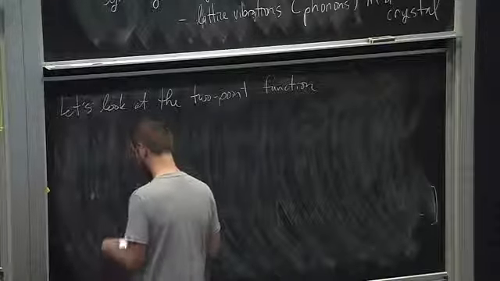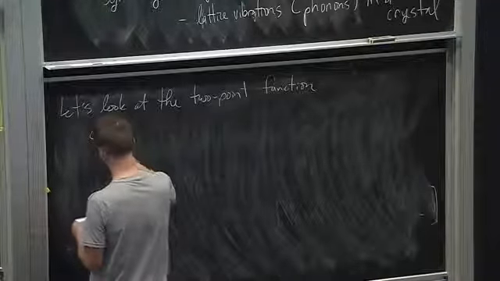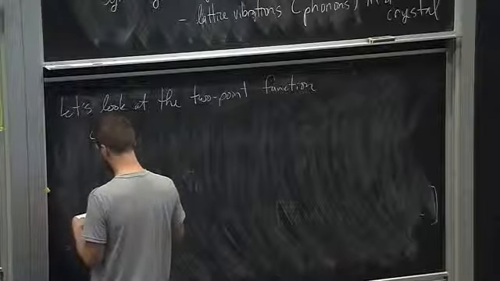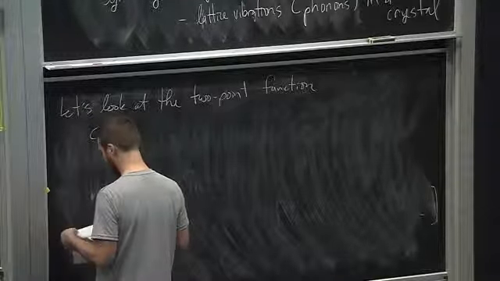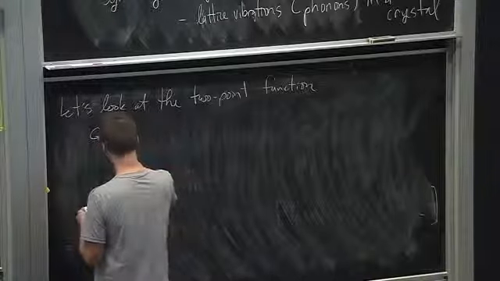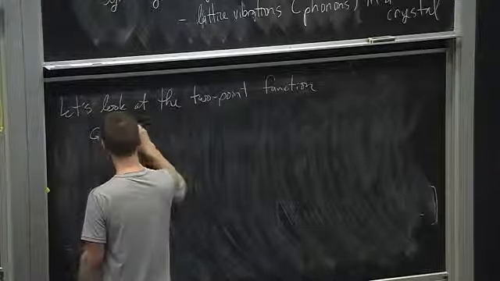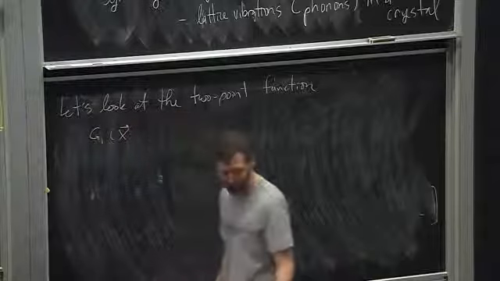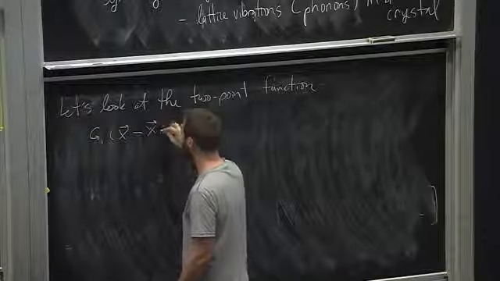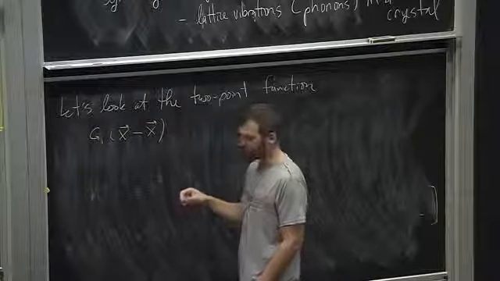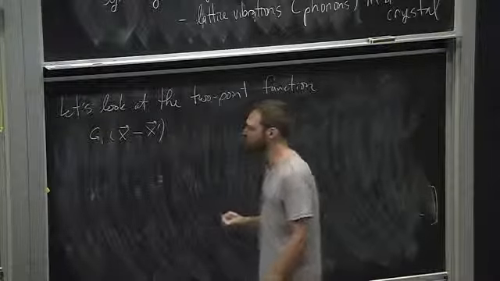Right, so I want to look at the transverse and parallel modes. Let me call them G1 and G perp. Okay, so I have fields that can fluctuate. So I want to look at these as a function of distance between x and x prime, say.